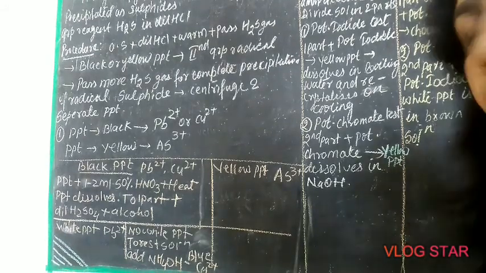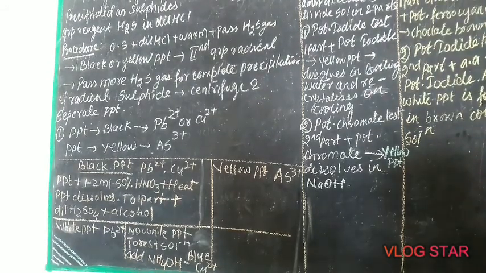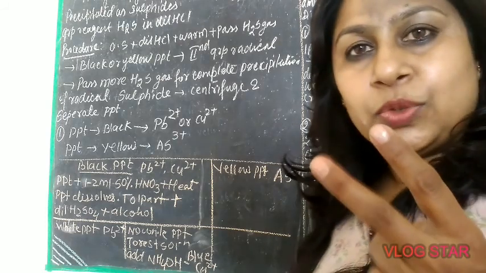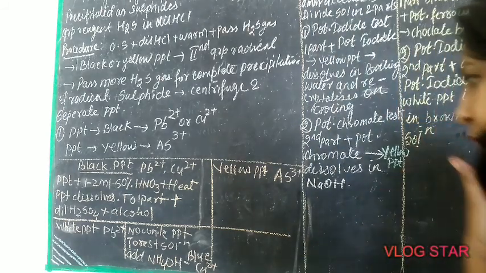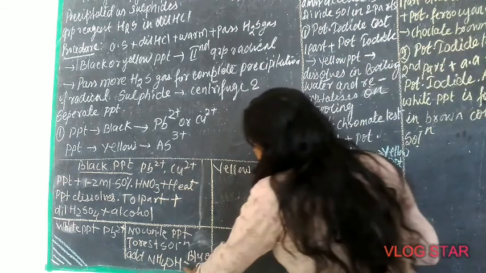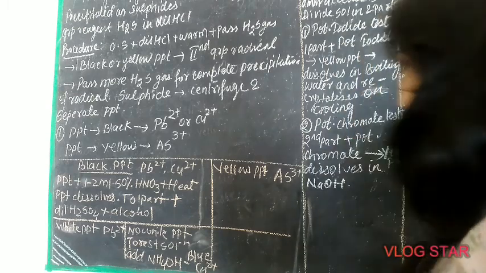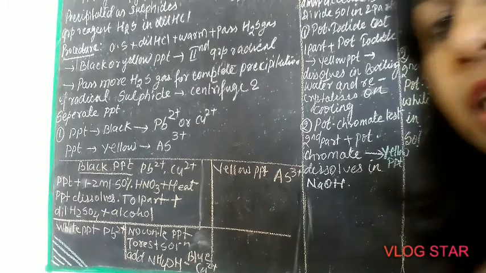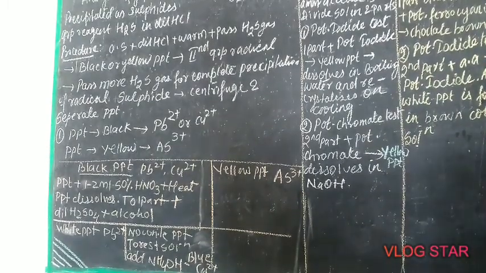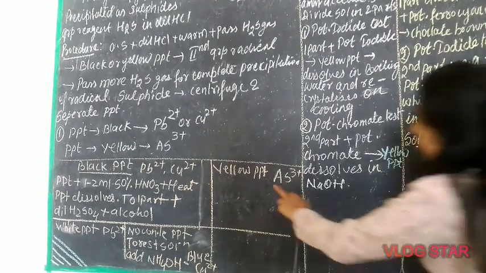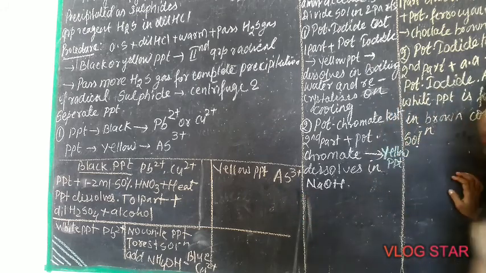If no white PPT is obtained, then to the other part of the solution add ammonium hydroxide, then it gives blue color. If the PPT is blue, then the radical is Cu2+, and if the PPT is yellow, the radical is As3+.